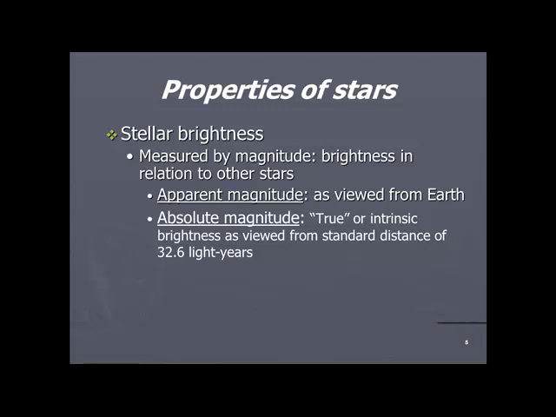But absolute magnitude is taking a more objective look at stars' brightness. So looking at how bright it really is. In order to do this, you have to standardize the distance away that you measure an item. The distance that was picked by scientists is 32.6 light years away from the star to measure its brightness.